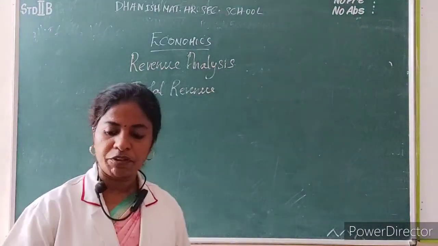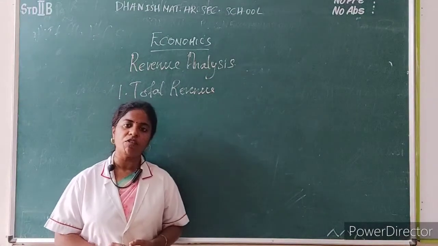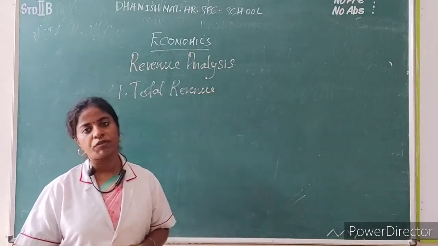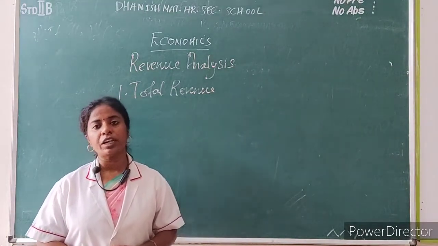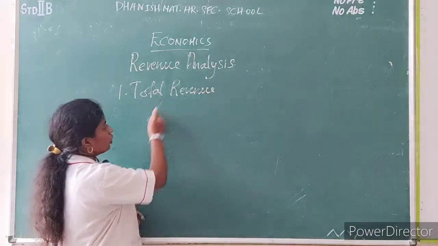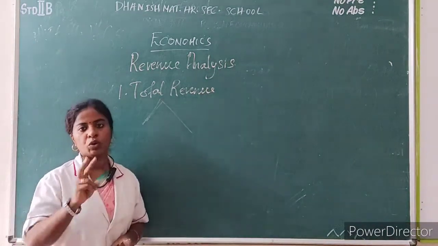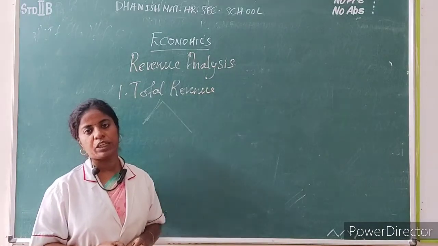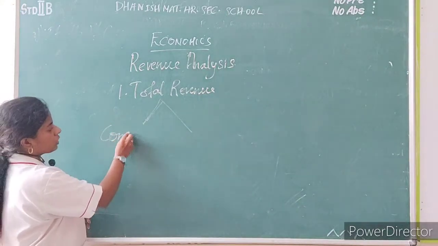Total profit means the total sum of money which an entrepreneur receives through sale of goods. It is called total revenue. Total revenue is classified into 2; it is explained through 2 concepts. One is constant price and another one is declining price. So the first one is constant price.